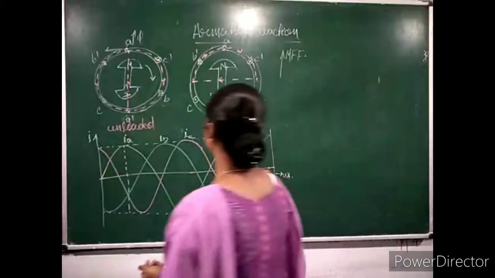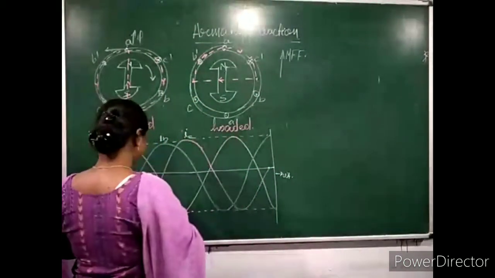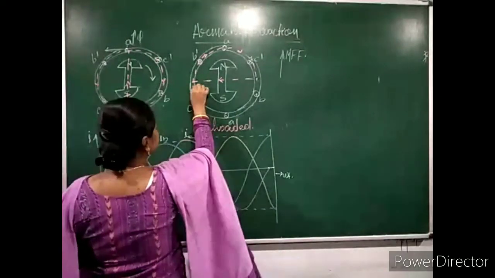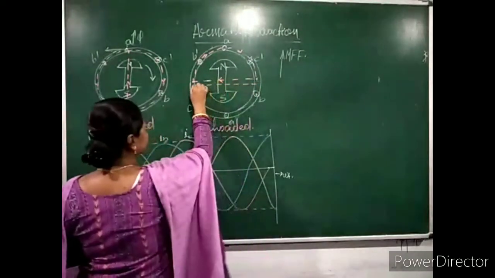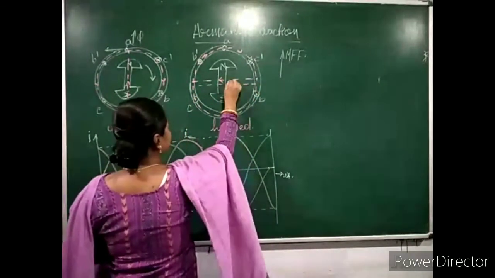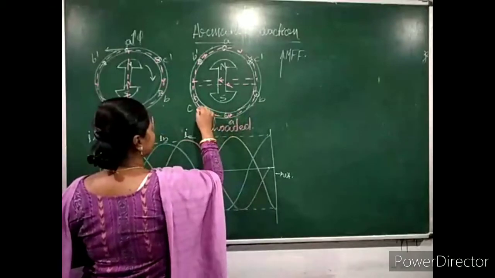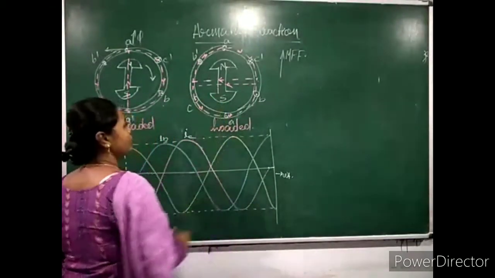So in this way you decide the direction of armature flux, and for outward it is anti-clockwise. It is anti-clockwise, outward. So it is anti-clockwise.